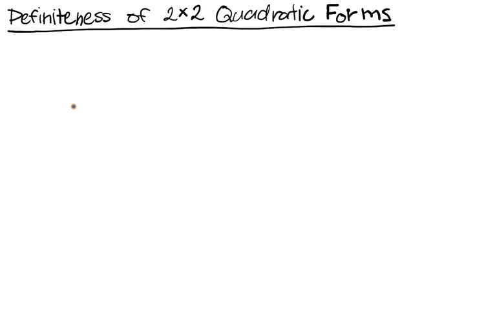In this video you need to remember the definition of a quadratic form, and now we're going to discuss the definiteness of a 2x2 quadratic form, just to start us off, and we'll talk about definiteness in general once we have a good idea for the 2x2 case. But the 2x2 case is pretty simple to understand. So let's get some examples out there.